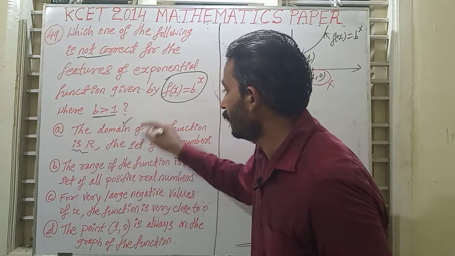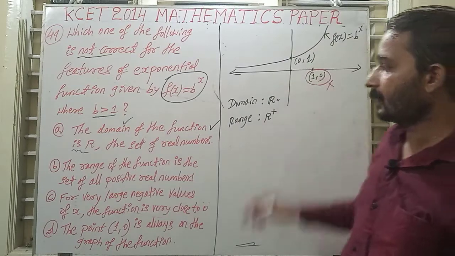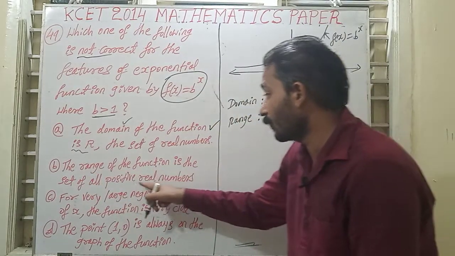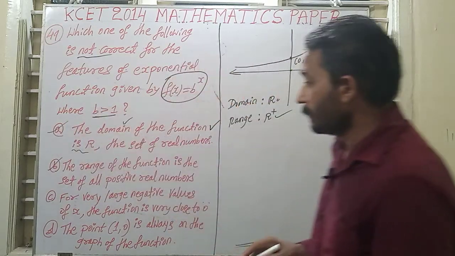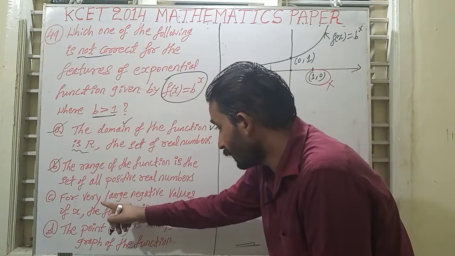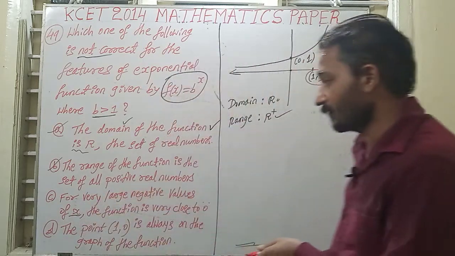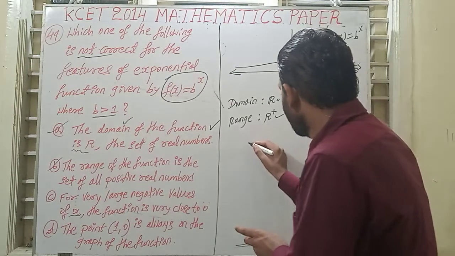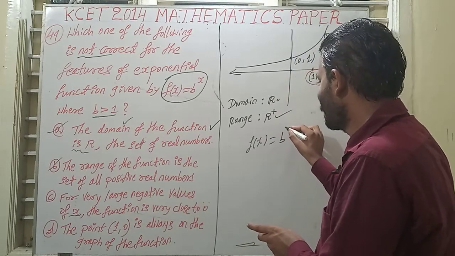Domain is R. Next, move on to the second option. The range of the function is the set of all positive reals. Yes, correct, this is also correct. C: for very large negative values of x, the function is very close to 0. Means f of x is equal to b to the power of minus x.